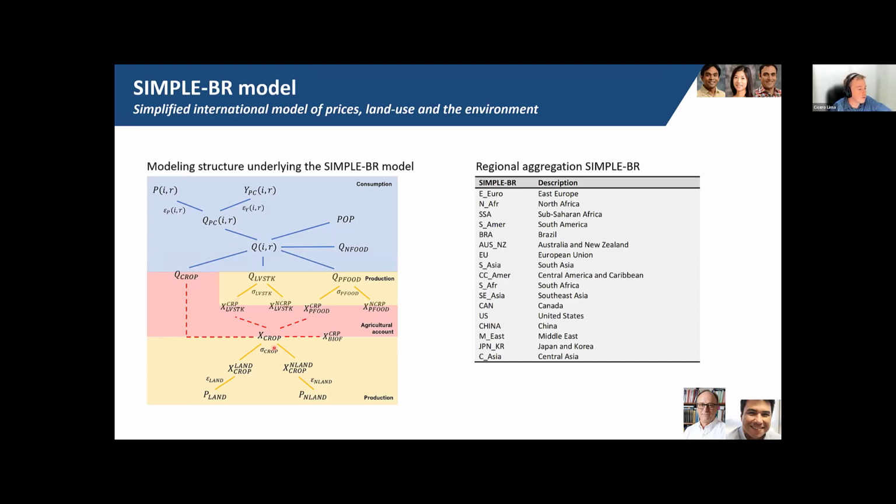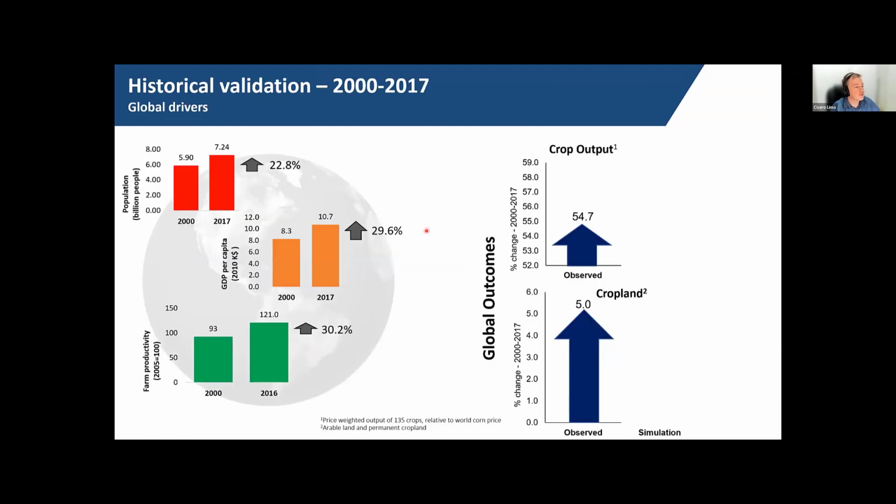So the model structure is super simple, as the name says. We have crop production going to consumption, and also to livestock and processed food production. We are tracking the main drivers on the demand side: population growth, income, and also prices.